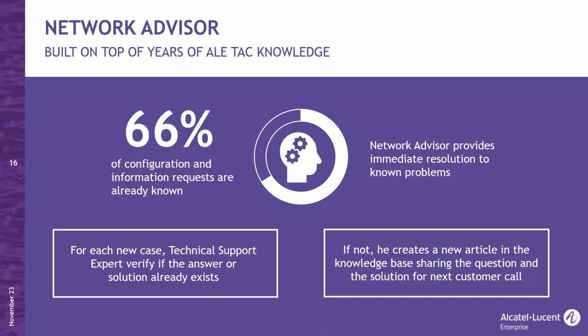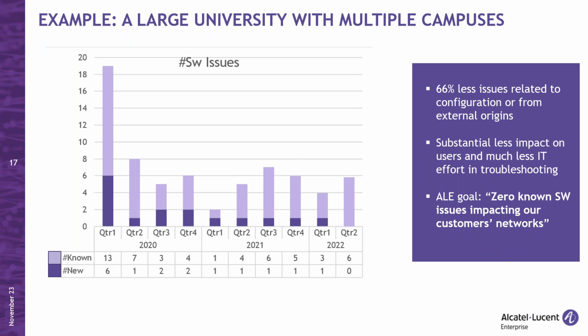Here, the OmniVista Network Advisor can use the ALE knowledge base to proactively help the IT manager and the partner with recommended configuration and workaround based on what is saved in our knowledge base. So it will save time and also save interactions, and it will help to mitigate that issue, that event, quickly. Network Advisor will also use that knowledge that we already have.